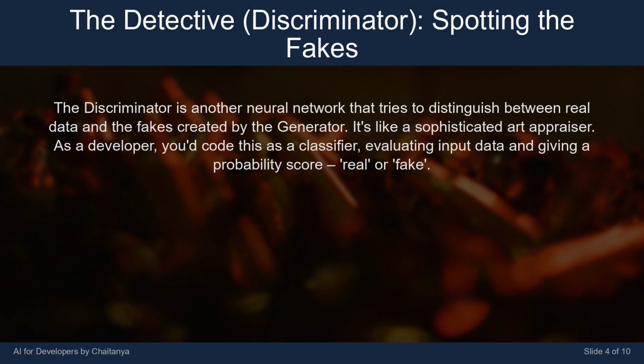The discriminator is another neural network that tries to distinguish between real data and the fakes created by the generator. It's like a sophisticated art appraiser. As a developer, you'd code this as a classifier, evaluating input data and giving a probability score, real or fake.